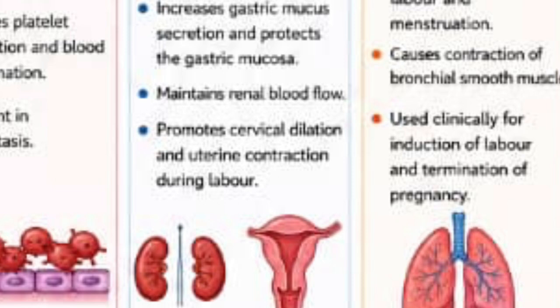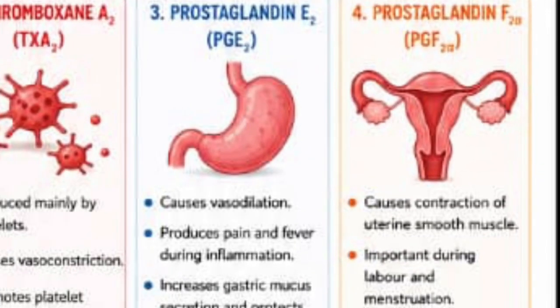They increase gastric mucus secretion. Why is there gastric mucus secretion? To inhibit the action of HCl on the gastric mucosa, because it can destroy it. Also, PGE2 helps to cause cervical dilation, especially when the baby wants to come out. It also promotes contraction of the uterus, alongside oxytocin, to help in what? Delivery.